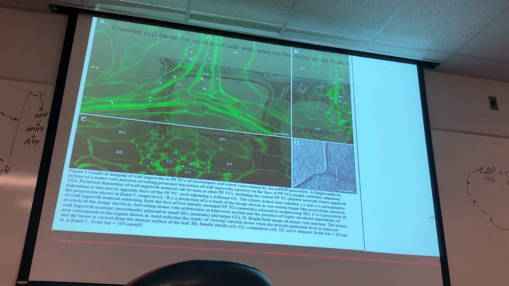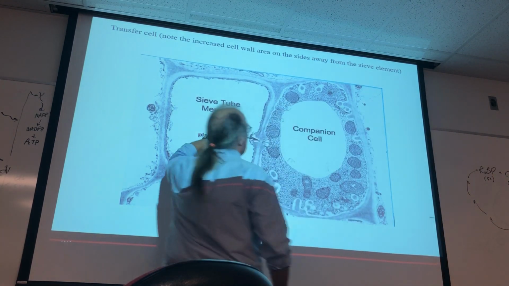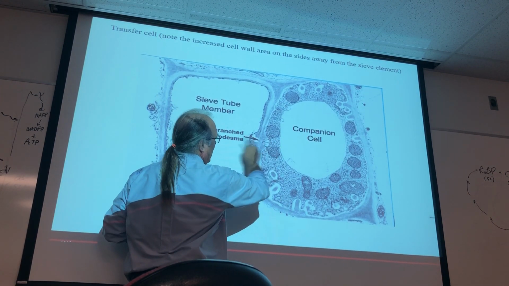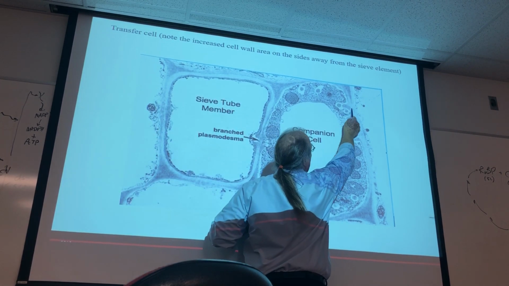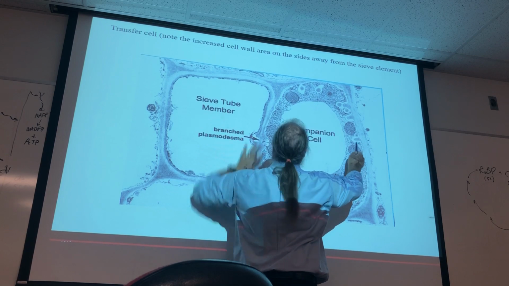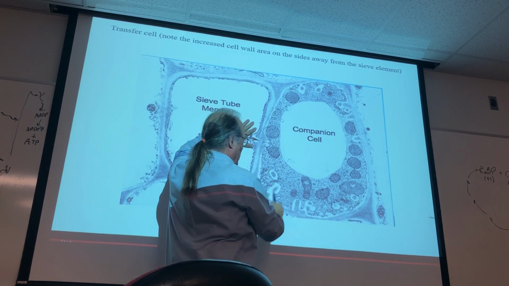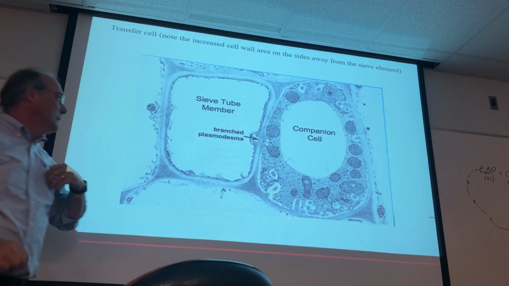All right, here are some more pictures. Here's a sieve member, here's a companion cell, here are plasmodesmata that connect these two, and you can see some of these wall ingrowths on the cell wall opposite the sieve element. This one's not confocal, so you're confined to one plane.